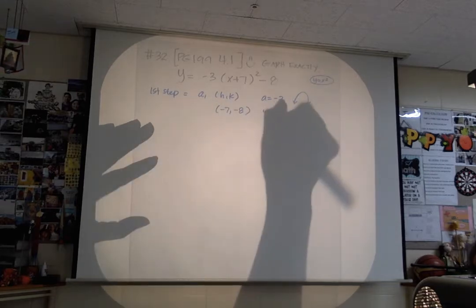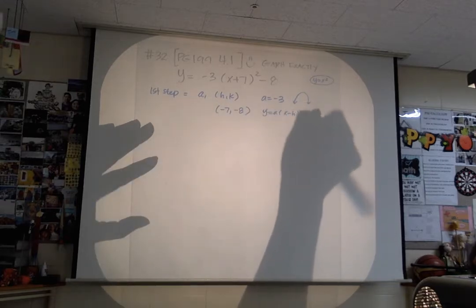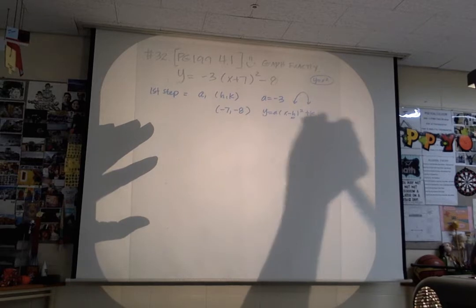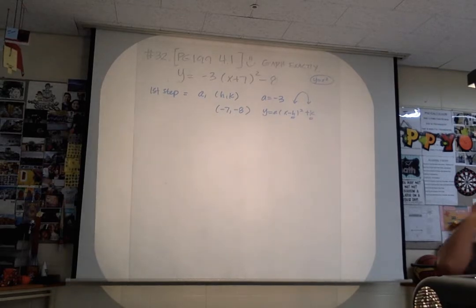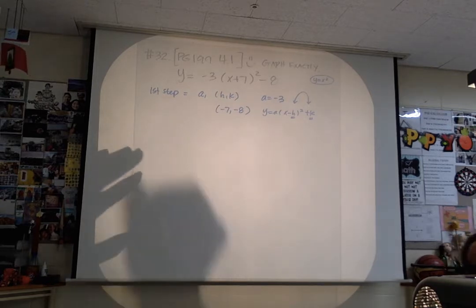Because remember, our original is a(x - h)² + k, okay? Remember, it's this and that, okay? All right, so we know it's going to start way low, okay? All right, so here's what we're going to do next. We're going to actually do method 1.